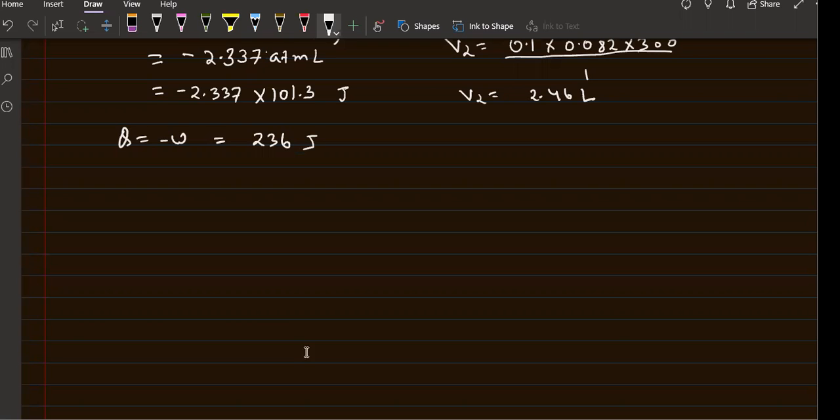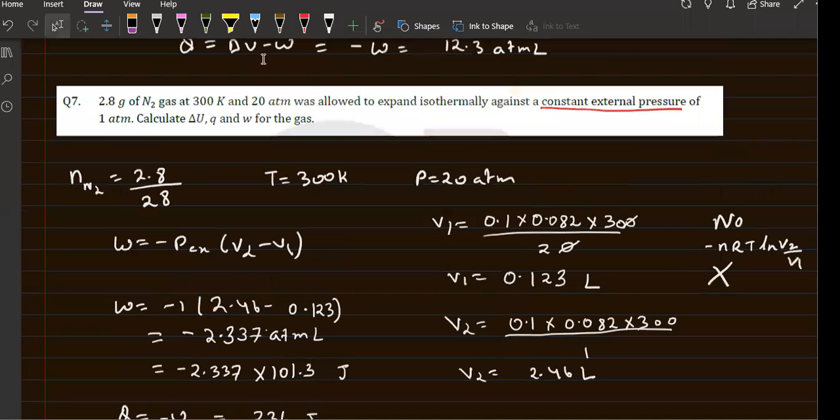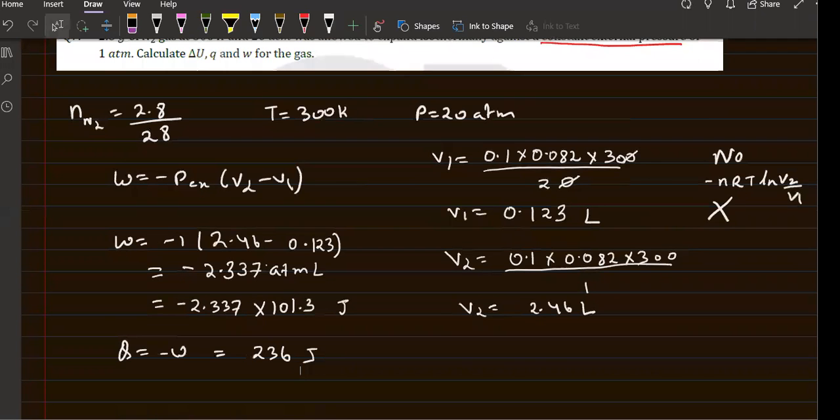Question number 7. Tell me, everyone got this question number 7? Nishita, Samya, Reshma? Okay.